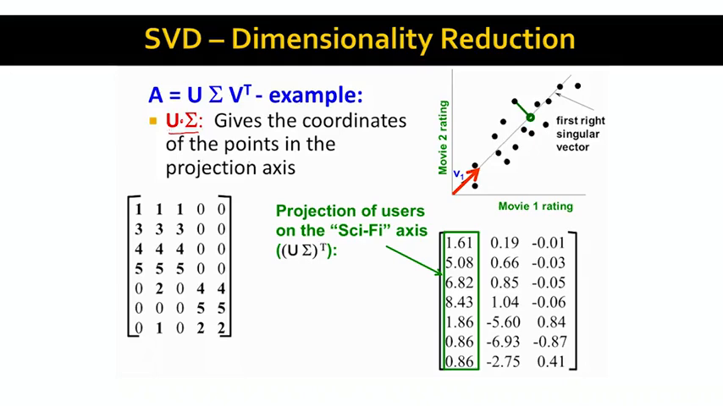And this gives us the coordinates of the points on this projection axis, right? So basically, how do they map down to our lines, right? So for example, if I compute, given my matrix A, the product of U times sigma, here is now the position of every user in this new space, where, for example, the first vector simply tells us what is the location of every user along the first right singular vector.